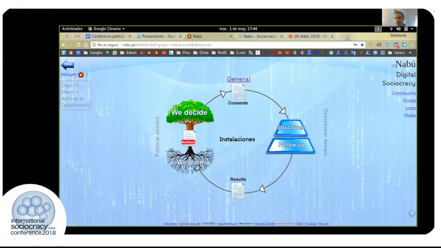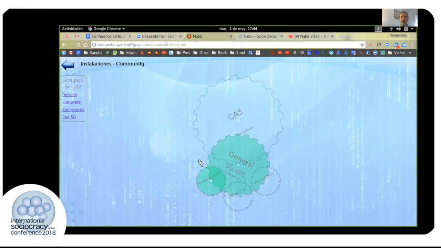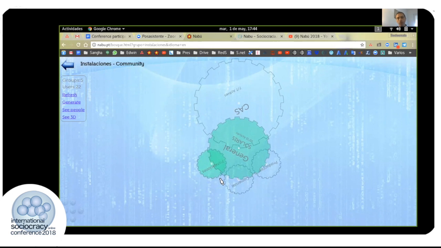So this is just one round, but we'll get to another aspect here. This is one dashboard, the dashboard of only one team. This example is a solar company, and we can see all the different circles that are interrelated. We see the top circle, called CAS here, with 7 members. We can see the general circle in the middle, and the different teams. All these wheels have their own dashboard and their own tree, and they all work in semi-interdependency, semi-autonomy.